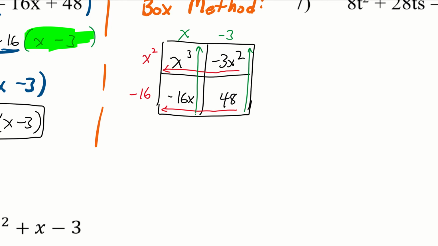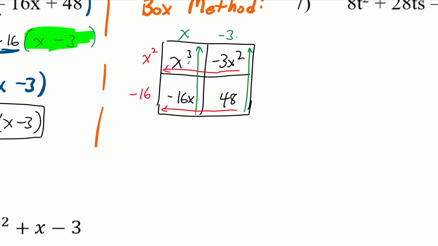What I always do is I just look at what's in front here. I have x squared, I need x cubed. So what goes on top? X. X squared times x gives me x cubed. And then with the x squared out here, what do I need to multiply by to get negative 3x squared? That's how I come up with the negative 3.